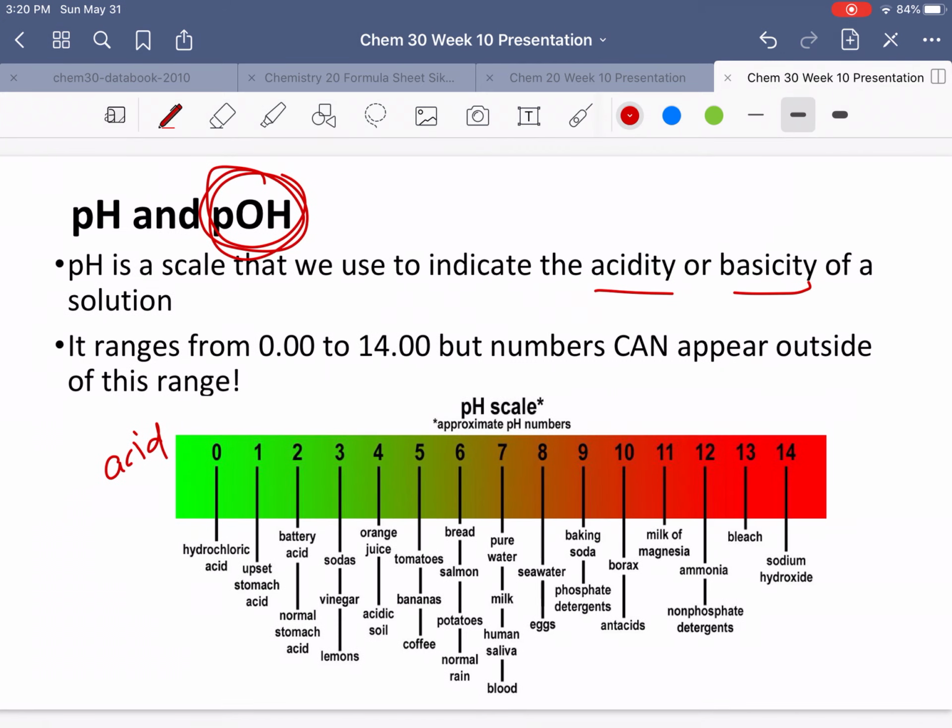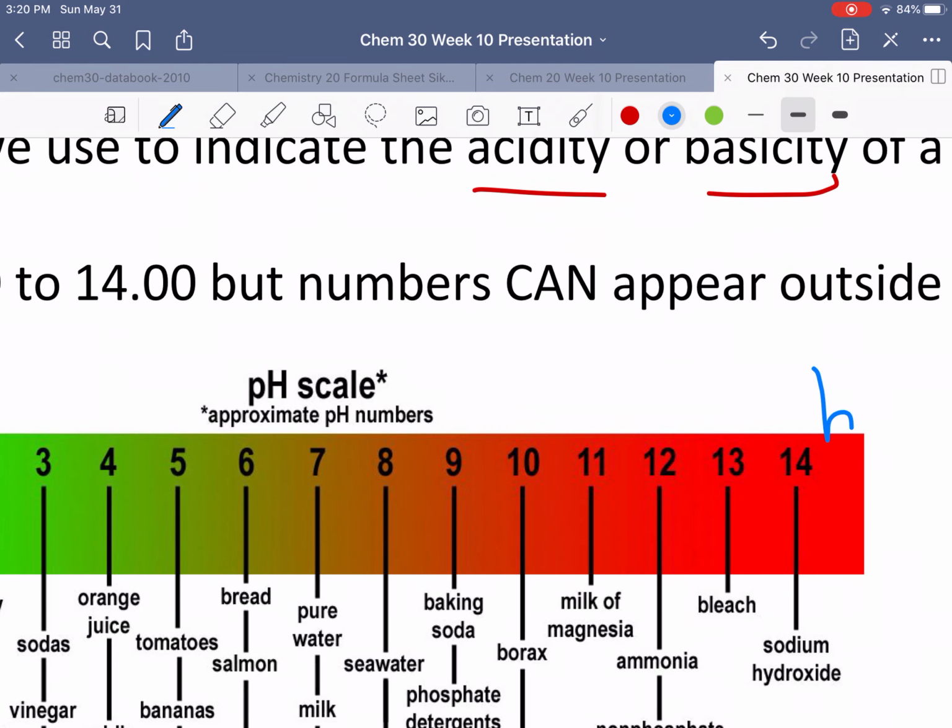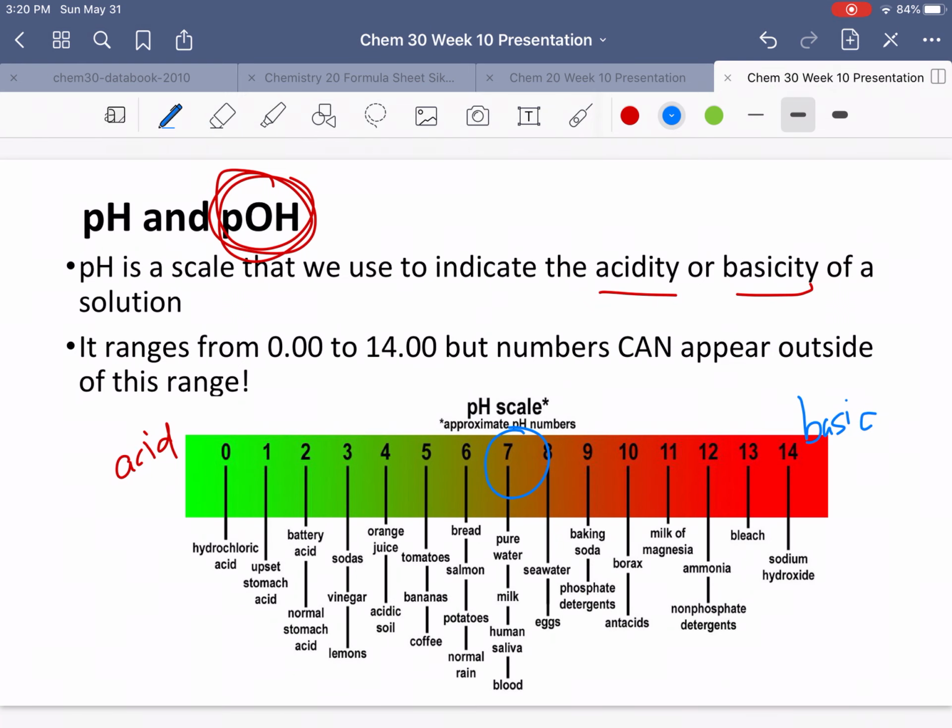And numbers above 14 exist that are highly, highly basic. But ultimately, 7 is our neutrality, right? So when you have a pH of 7 or vice versa, a pOH of 7, we're dealing with neutral.